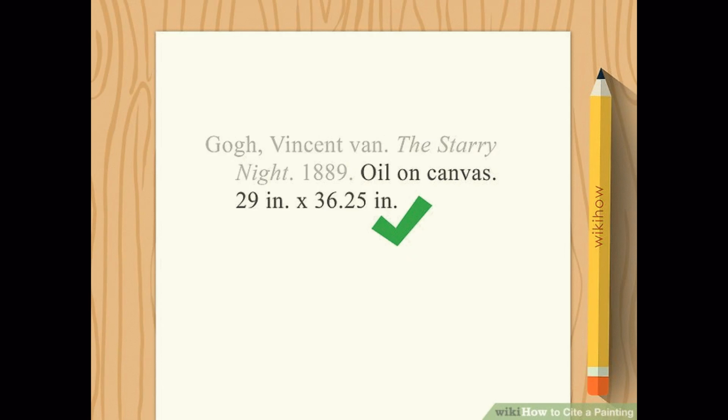Example: Gogh, Vincent van. The Starry Night, 1889. Oil on canvas, 29 in. x 36.25 in. As with other elements, if any of this information isn't available, simply leave it out. There's no need to make a separate mention that the information is unknown or unavailable. The Chicago Manual of Style doesn't take a position on whether to use imperial or metric measurements. Simply pick one and use it consistently throughout your paper and other citations.